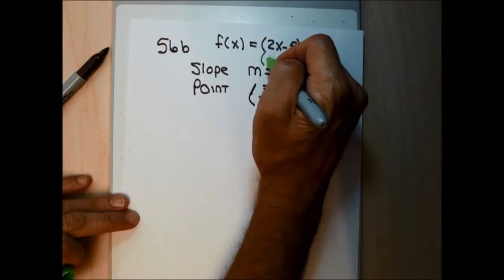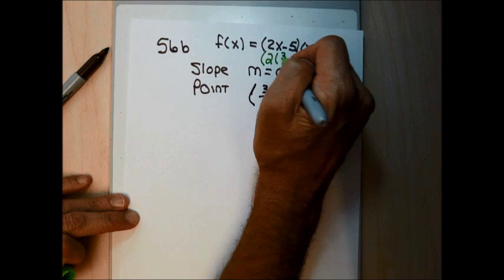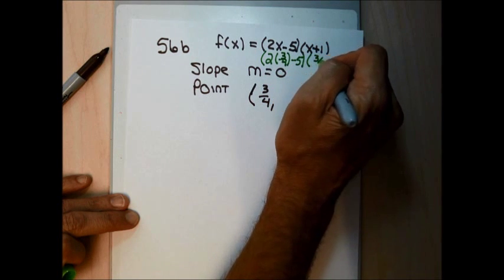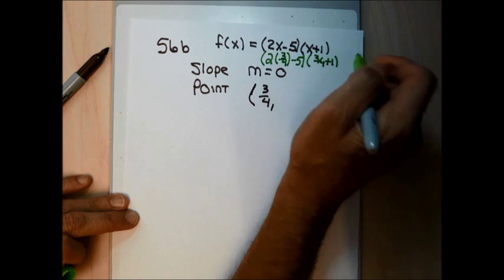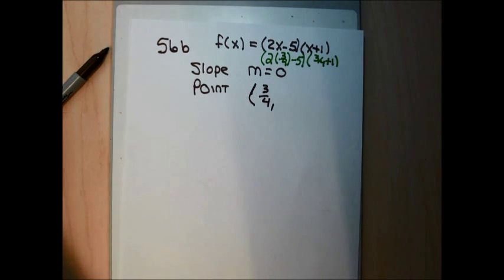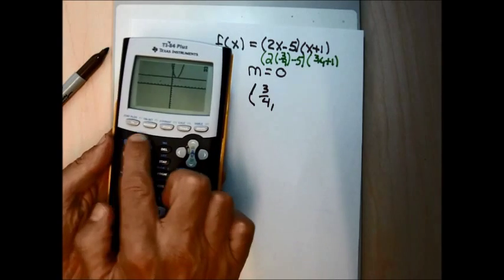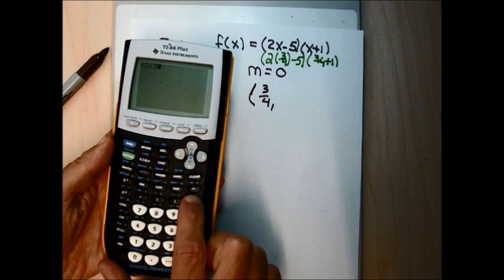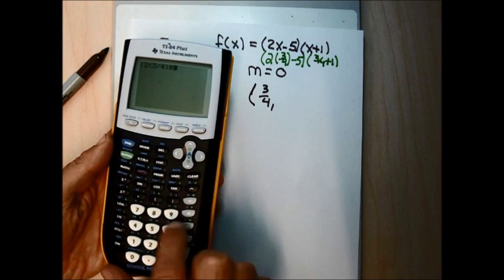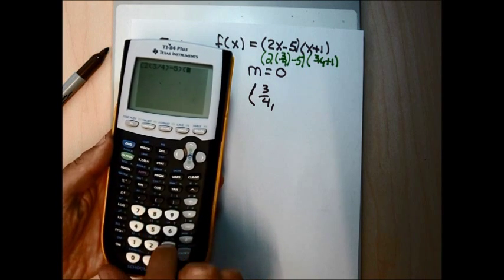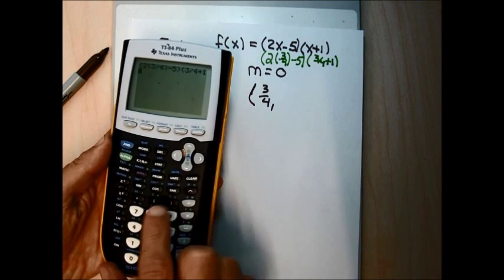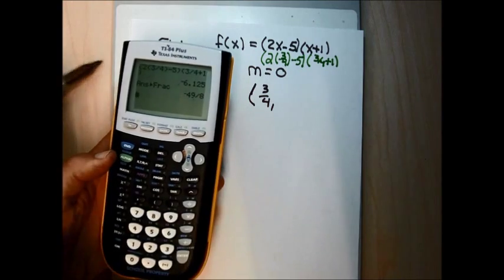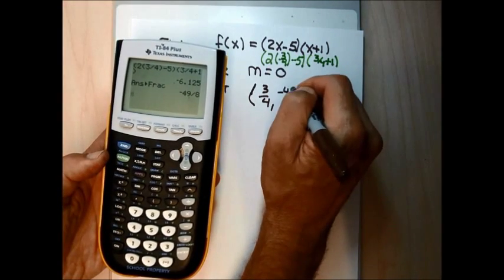So if I use this version, I'd go 2 times 3/4 minus 5 times 3/4 plus 1. If I did that on the calculator, I'd get out to my main screen, second quit, then parentheses 2 parentheses 3 divided by 4 minus 5 parentheses 3 divided by 4 plus 1, close my parentheses, and then math, enter, enter. I get negative 49/8 for the y coordinate.